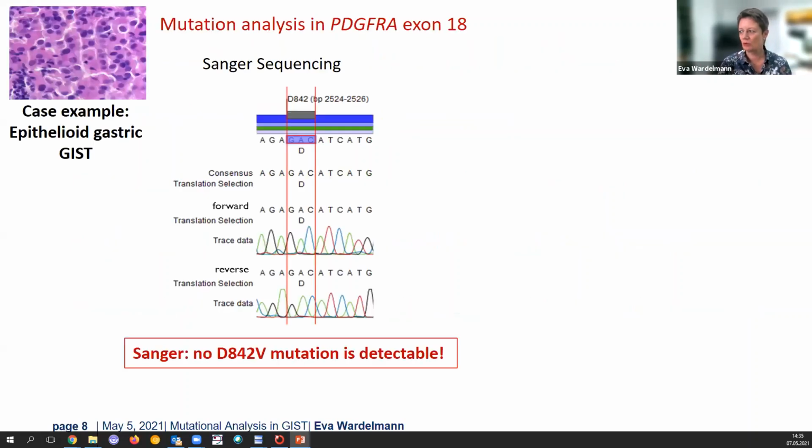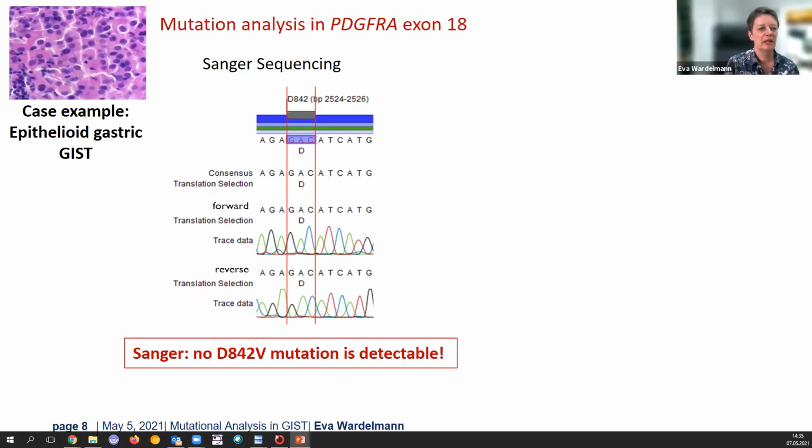So let's move on. Why is this approach so important to look again in older samples? I will just give you one case, an epithelioid gastric GIST. And you can see we did a Sanger sequencing. It's an older sample, and we got wild type. There was no mutation in all the hotspots we looked at. And especially in this area for the epithelioid, we expect often to have point mutations in this specific codon, which leads to primary resistance to imatinib. So it's so important to be sure that a tumor doesn't have this point mutation. So in this case, we didn't find anything in that area.